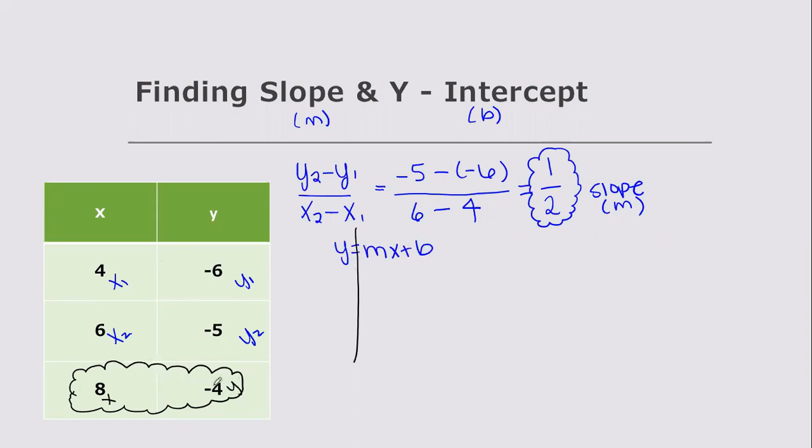So the y value I chose is -4, so I'm going to substitute that in for y. So -4 equals m, we just found that, was 1/2. The x value we're choosing here is 8. And then plus b. I don't know what my b value is. We're trying to solve it.